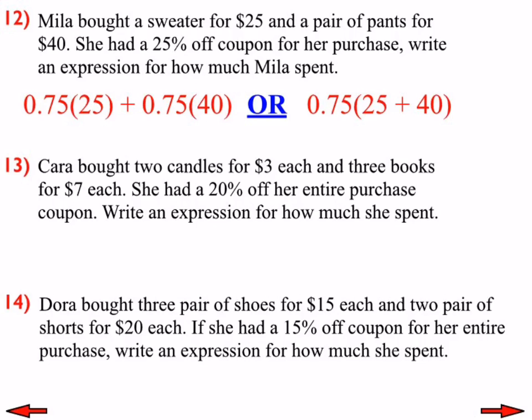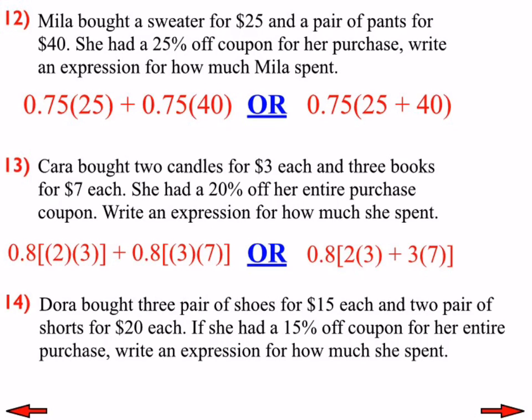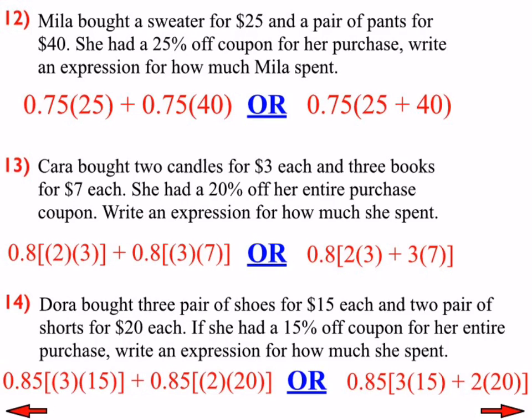Number 13, 2 candles for $3 each and 3 books for $7, and we have 20% off, so that leaves 80%. So here's one possible expression, and there's another possible one. And of course, you could replace 0.8 with 1 minus 0.20. Number 14 would look something like this, because they get 15% off. If you get 15% off, that leaves 85%. You could, of course, replace 85% or 0.85 with 1 minus 0.15. Okay?